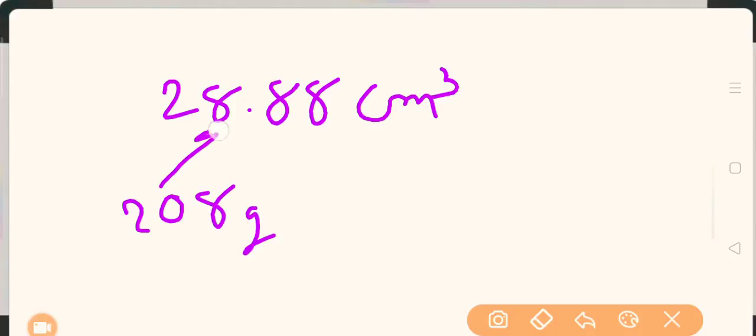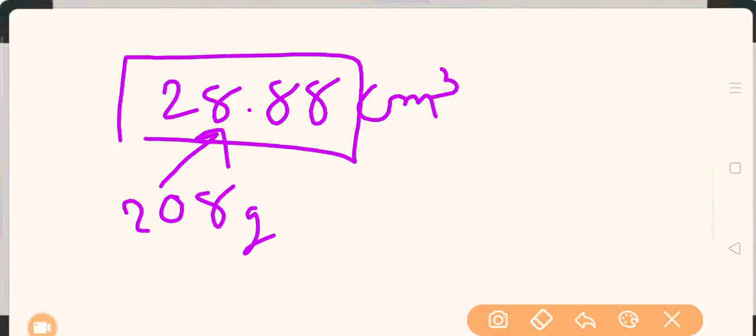28.88 cm cube of volume. So total 208 gram of substance has 28.88 centimeter cube of volume. That means in 28.88 centimeter cube, we have the volume of all the unit cells present in the compound. So how can we find the number of unit cells from it?